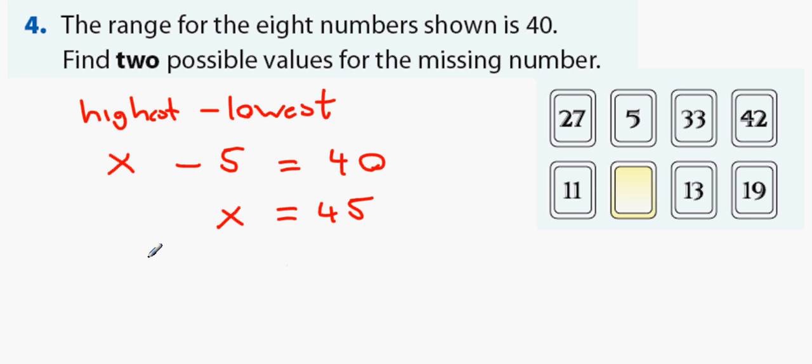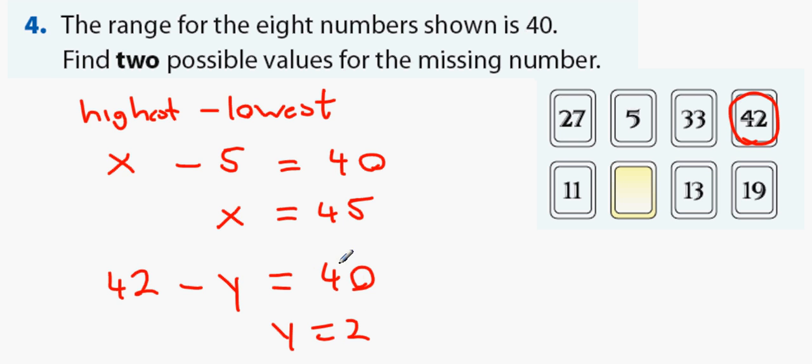Next, do this question with the new number as the lowest number. The current highest number would be 42. So 42 minus y, where y is the lowest number it could be, equals 40. Therefore y must be equal to 2. So the 2 possible answers are 45 and 2.